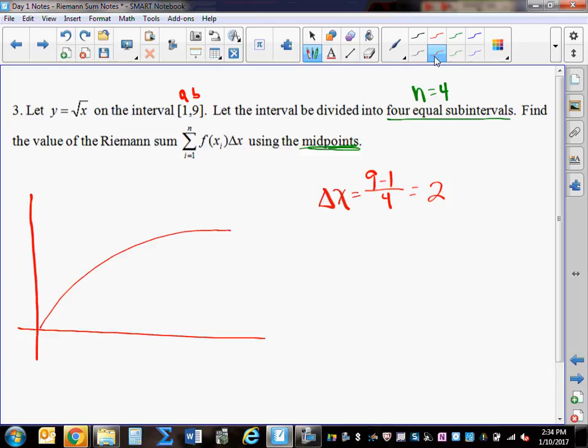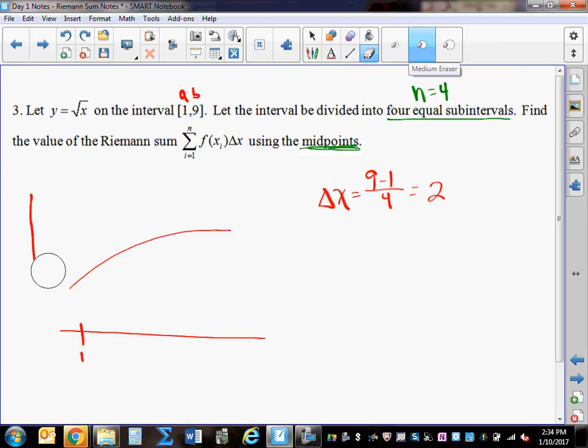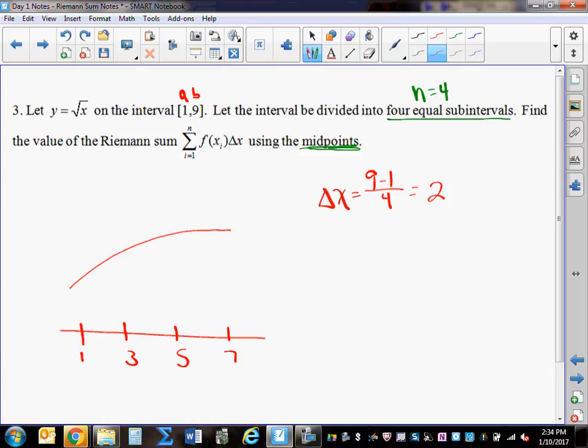Okay, so we're starting with 1. So we're actually not really interested in what's going on over here. I think I would probably leave that in regardless. But we're not interested in what's happening there. Okay, so 1. So 2 later would be 3. 2 later from there would be 5. 7. 9.